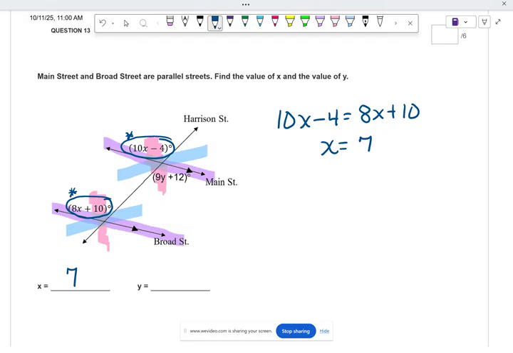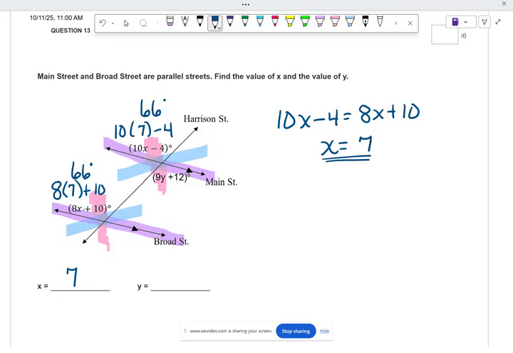Now, to move forward to find the value of y, you need to take this 7 and substitute it to find the real angle measures. All right, so let me do that. This angle up here would be 10 times 7 minus 4. That would be 66 degrees. Okay, this angle measure down here would be 8 times 7 plus 10. That would be 66 degrees.